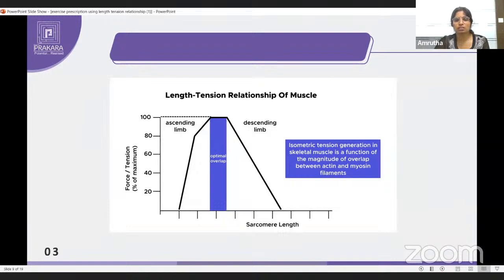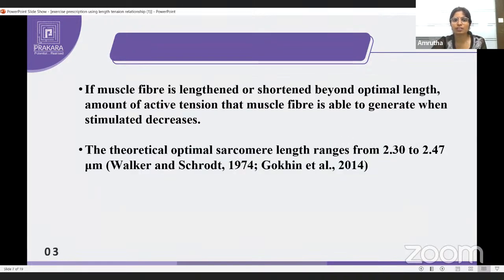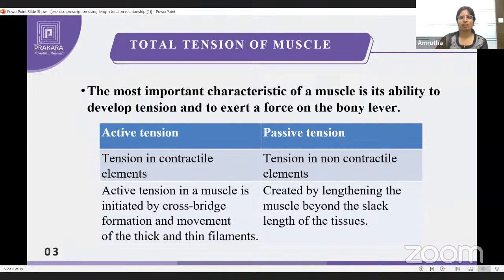So this is the basic length-tension relationship of a muscle. Here you are seeing an ascending limb, a plateau, and a descending limb. Now coming back to tension. Most of the students will be used to the word sarcomere length but not sarcomere tension.